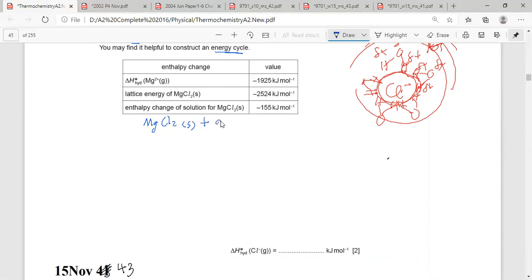Plus aq. It means it will go to infinite dilution, right? Dissolve in water to form what? An infinite dilution, which means Mg2+ plus 2Cl-. Now this is called your heat of solution.